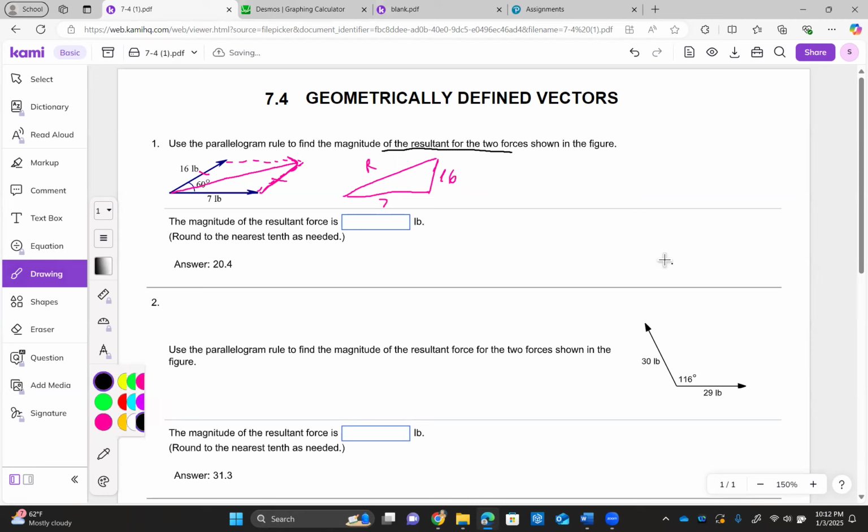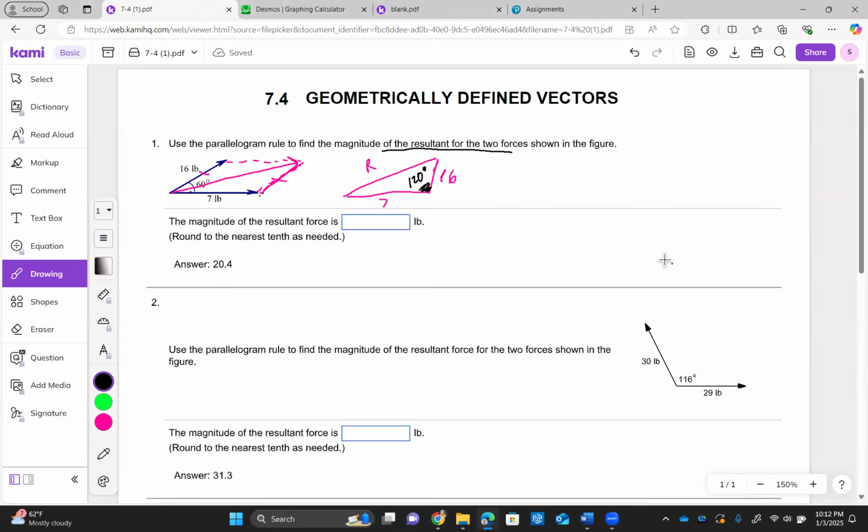Now here, the difference is we have to focus on this angle to apply the law of cosines here. In a parallelogram, these two angles will always add up to 180 degrees. If this is given as 60 degrees, the angle we're going to have to use for our law of cosines will be 120 degrees. Now we have everything for our resultant force, which is the sum of these two forces.